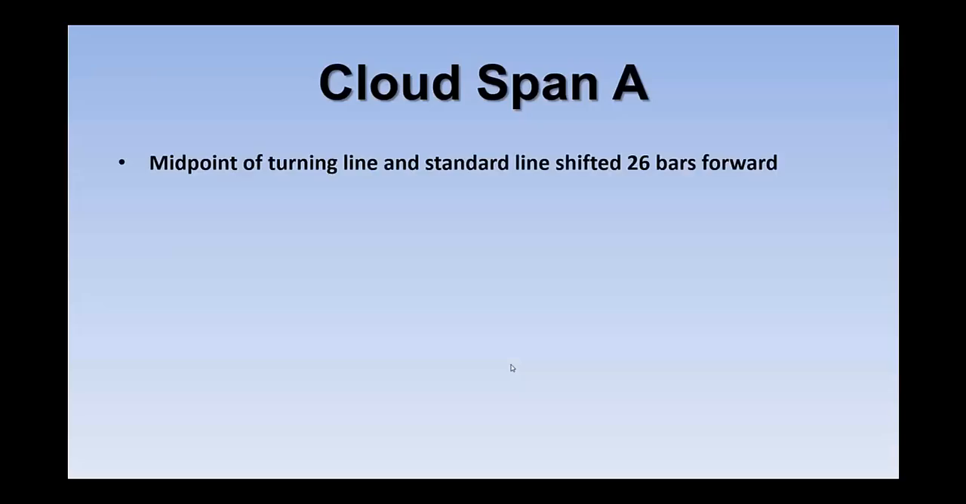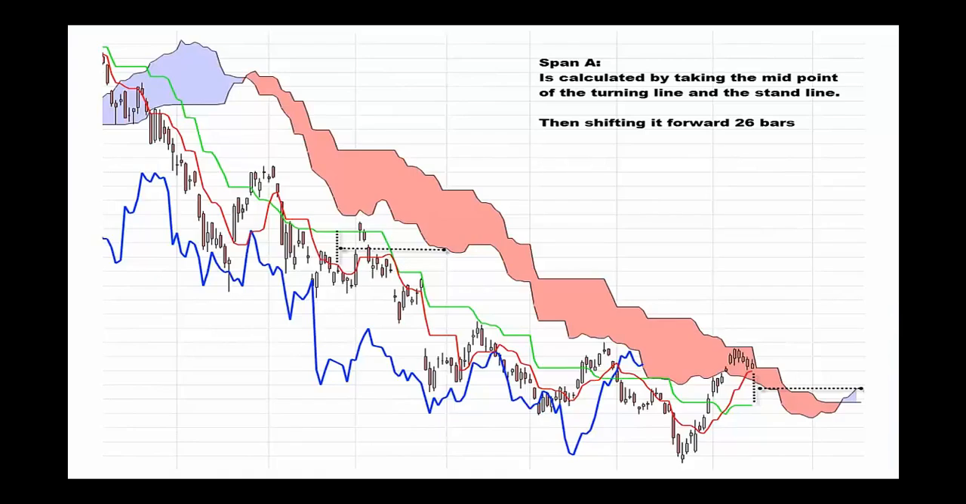Let's go to cloud spans. Now, cloud spans are a little bit harder to calculate. They're not difficult. You don't have to do it. The indicator is going to do it all for you. You're going to take the turning line and the standard line. You're going to plot that. You're going to look for the midpoint, and then you're going to project it into the future to the right 26 bars. Same thing back here. Turning line, standard line, midpoint, project in the future 26 bars. It's going to give you either the top or the bottom of the cloud, depending on where you're drawing from.